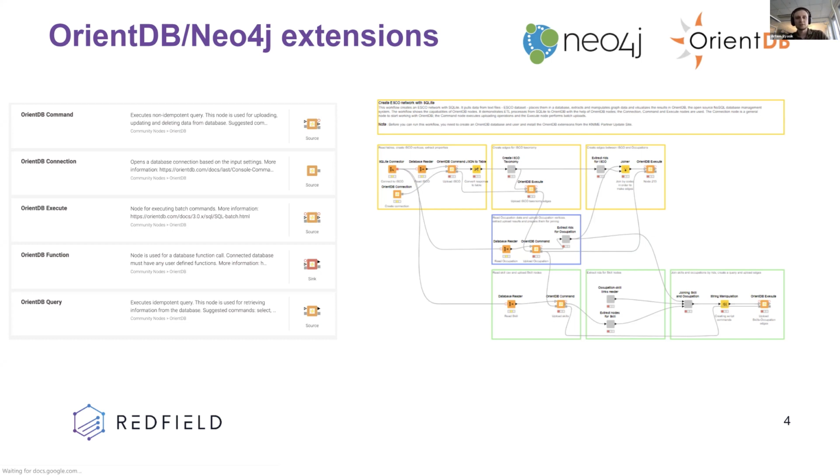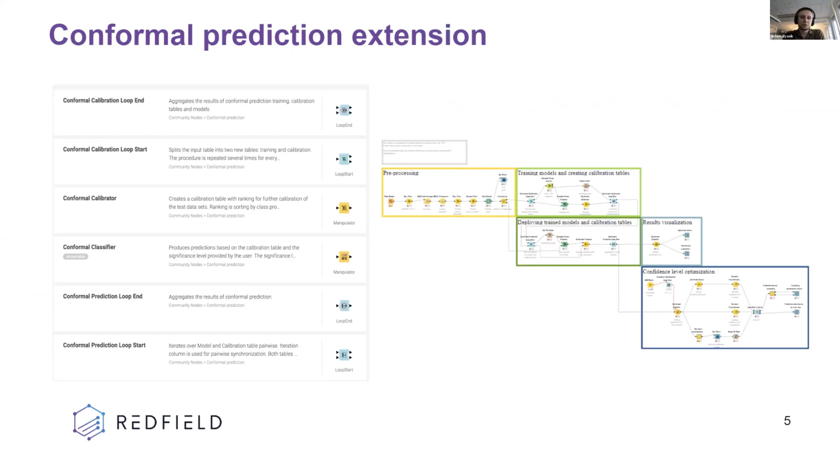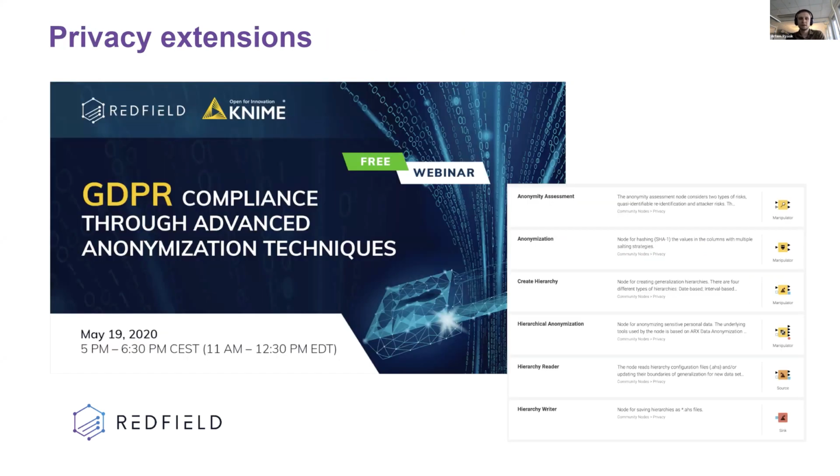So if you are a graph database expert, probably you will be interested in these extensions. Next slide, please. So yeah, the conformal prediction extension. This is an advanced algorithm that allows you to better analyze and understand what's hidden behind the scenes of your supervised machine learning classification algorithm that is going to be presented today. Yeah, and our third released extension is the privacy extension. So we are going to present it next week. If you're interested in data anonymization and GDPR issues, please join us next week.